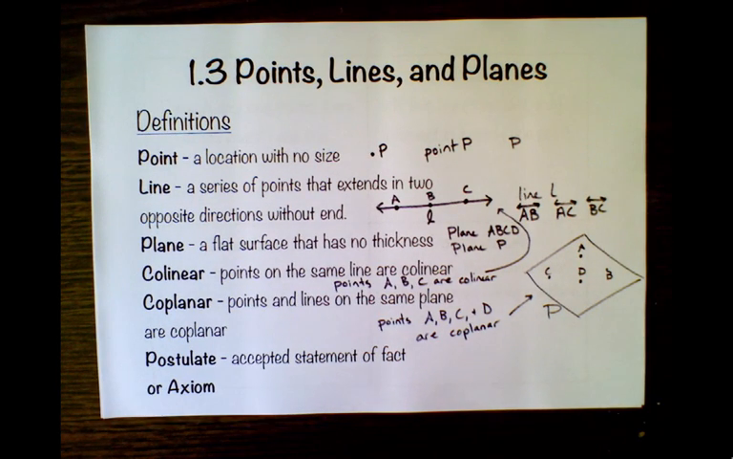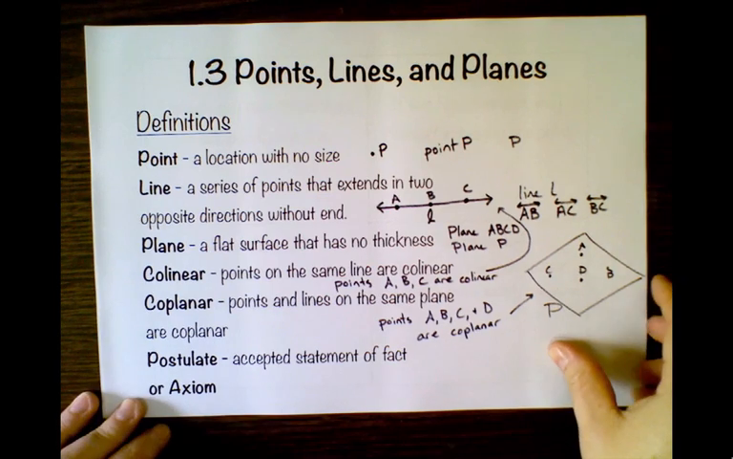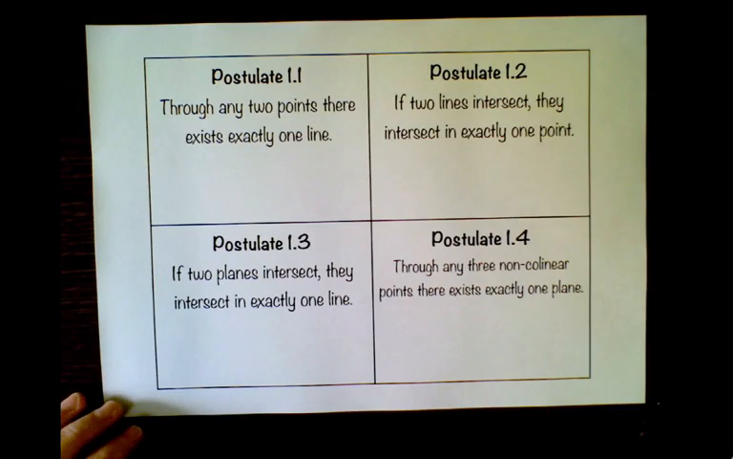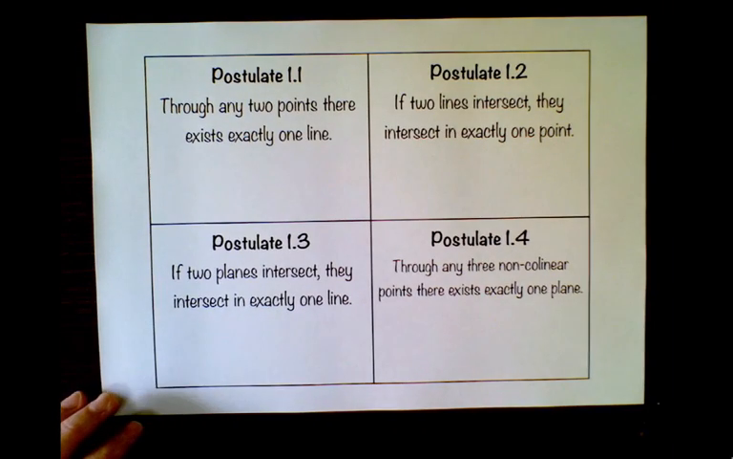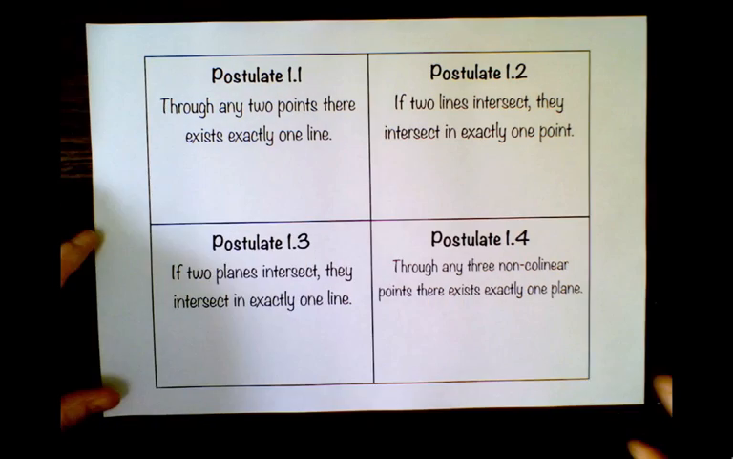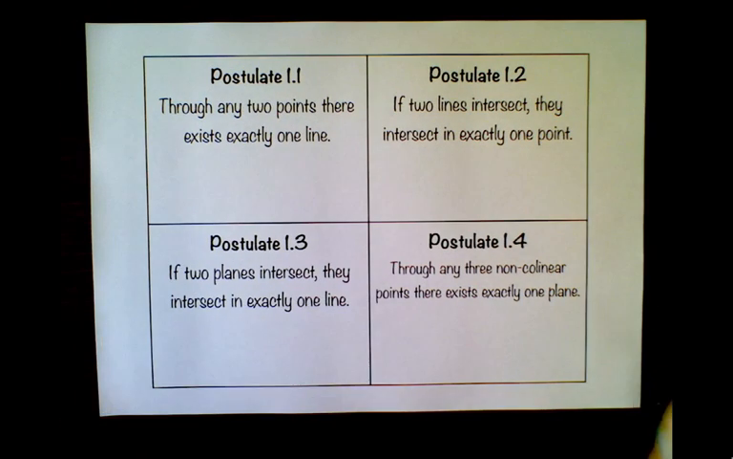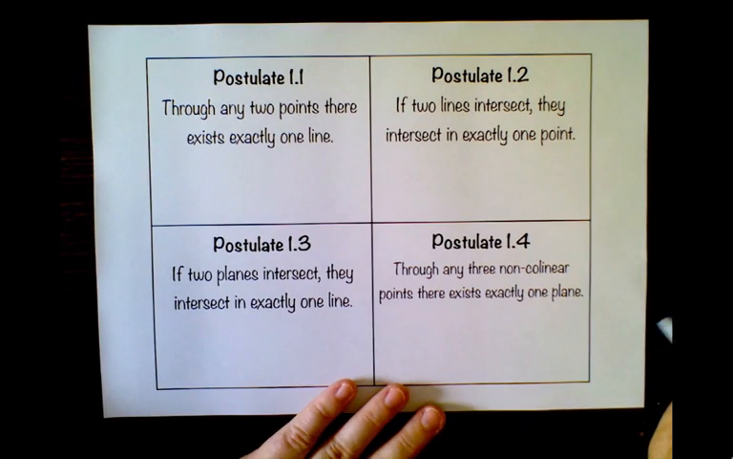Last definition is a postulate or an axiom, and what that is is an accepted statement of fact. So we have a few things that we just accept are true, and then we build math from there. So here are a few postulates. Through any 2 points, there exists exactly 1 line.